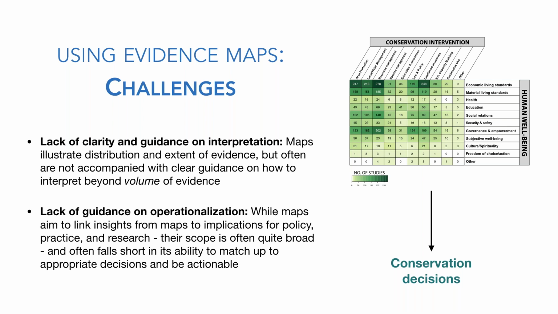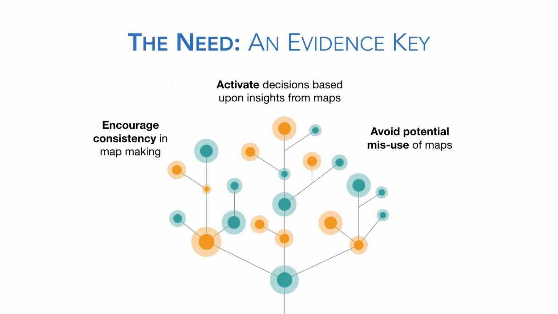So that leads to the second challenge, in that there's a lack of guidance for users on how to operationalize the insights that they're getting from these maps. Maps are inherently quite broad in nature across a broad topic space. So it's often difficult for users to determine how they can actually take that and apply it to more specific decision areas and identify appropriate actions, particularly when our end users may be quite diverse, spanning a whole range of different stakeholder groups as well as decision types.